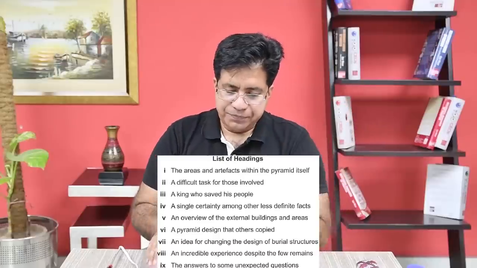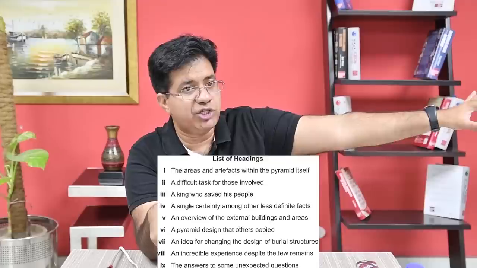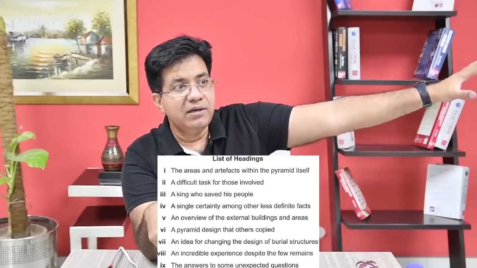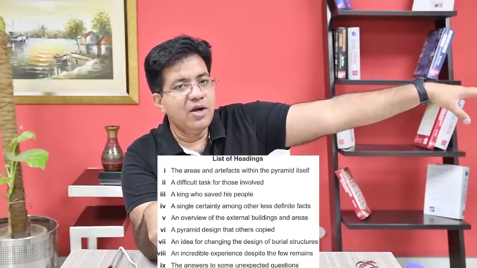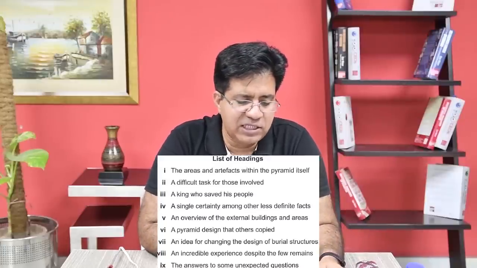Now please see. Before you read, list of headings is the first question, and this is type B. Questions and answers are not in order. So first of all, you are going to read the title of the passage. What is the title? Step Pyramid of Djoser. You know pyramid? Which country? Egypt. Pyramids are linked with Egypt. So Step Pyramid of Djoser. Now we understand the whole passage is about a pyramid.